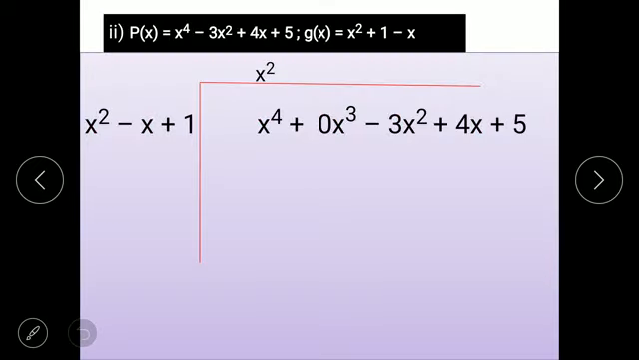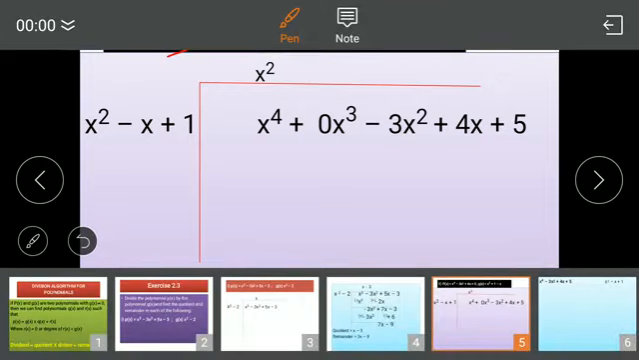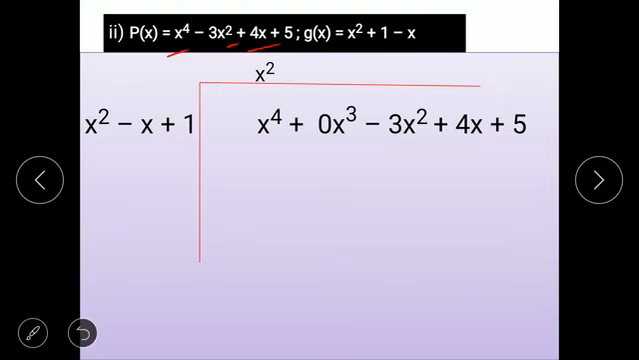What is the next question given there? Yes, p of x is given as x to the power 4 minus 3x square plus 4x plus 5, and g of x is given as x square plus 1 minus x. Look there, what is p x given? x to the power 4, 3x square, 4x, 5. First, the highest one is 4.